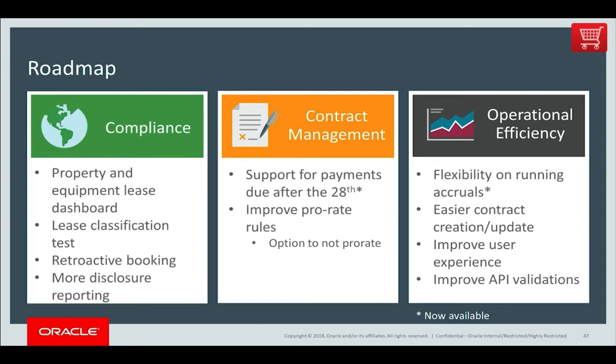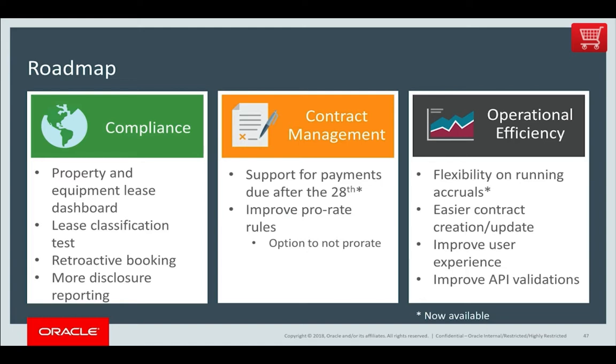We want to put a dashboard on top of this for both property and equipment. Lease classification tests, we want to automate that. Right now, you've got to do that through an extension or do it manually. We want to build that out, and it's important for the equipment portion, right? Property is pretty much always an operating lease. It's pretty much always the same, but equipment gets a lot more complex. There's a lot more variability in it, and so we'll build that test out. And some more disclosure reporting. We've got some reporting out there. There's some more reporting we need to do. In the short term, customers can build their own reports off of it.